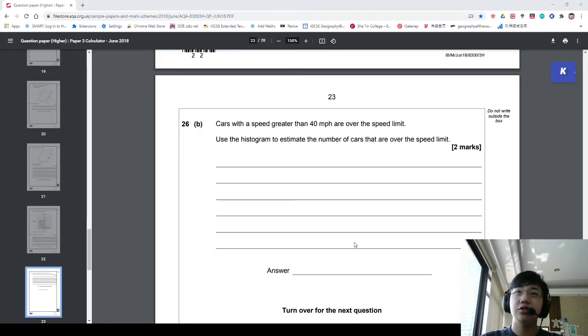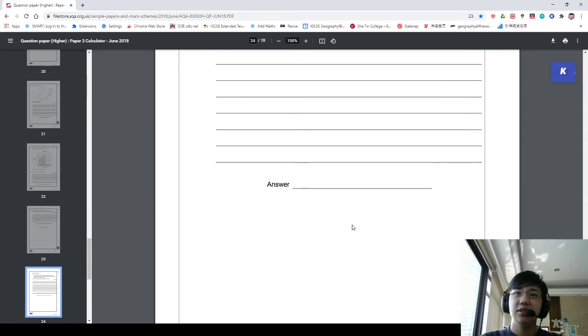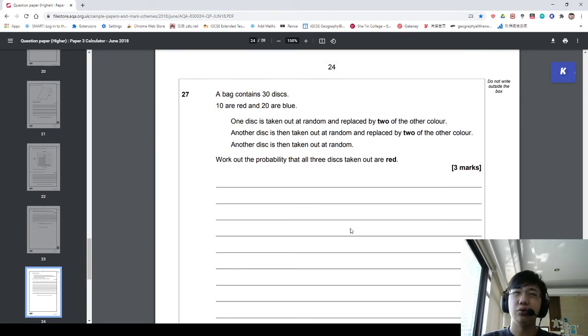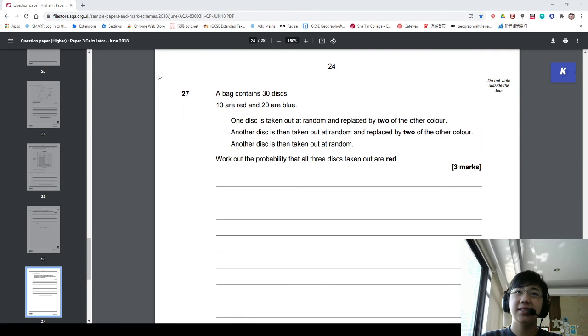Moving on to question 27, the penultimate question in this paper. A bag contains 30 discs, 10 red, 20 blue. One disc is taken out at random and replaced by two of the other color. Another disc is then taken out at random and replaced by another two of the other color. And another disc is taken out at random. And we need to work out the probability that all three discs are red.